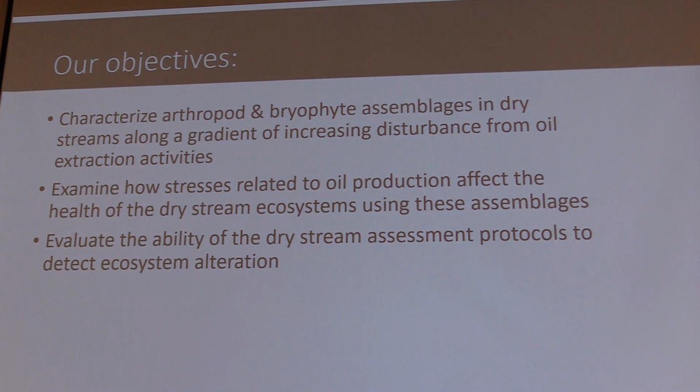So for our study, some of our objectives were to characterize these arthropod and bryophyte assemblages in dry streams along a gradient of increasing disturbance from oil extraction activities. The particular location of these was in Bakersfield, California, and just all around those oil fields in that area. We also wanted to examine how the stress related to oil production can affect the health of dry stream ecosystems using these assemblages. And lastly, evaluate the ability of these dry stream assessment protocols to detect some sort of ecosystem alteration.